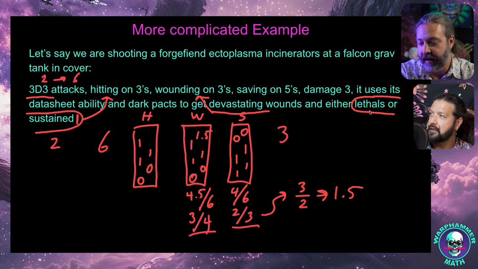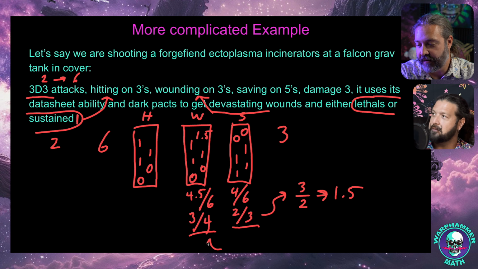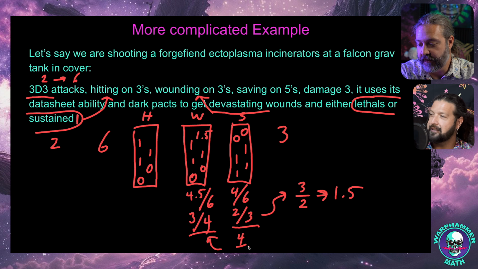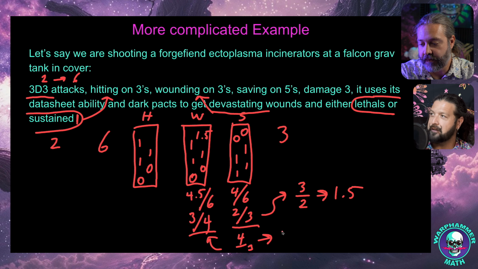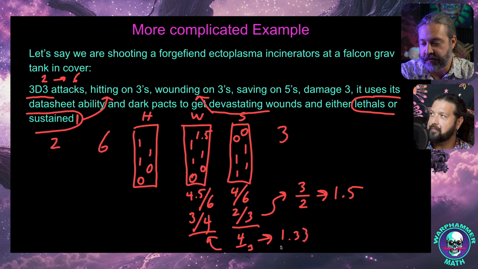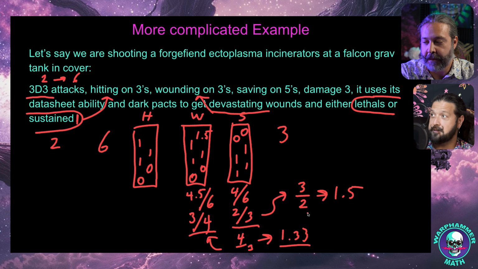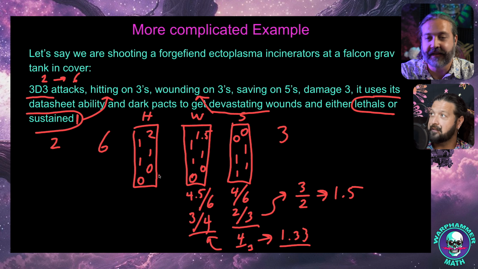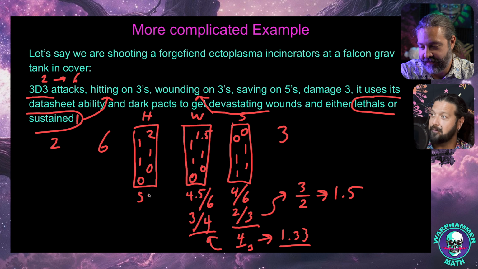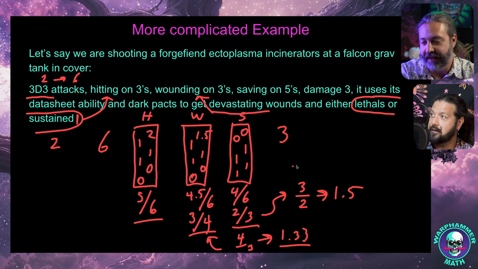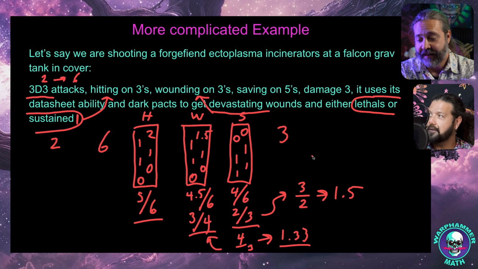Lethals, on the other hand, is going to be the reciprocal of this, right? Which is 4/3, which is 1 1/3. So then which one should we go for? Definitely sustained. You got it. Definitely sustained, because that gives us 2 as opposed to the 1.3. Right, which gives us 5/6 in total. Okay.